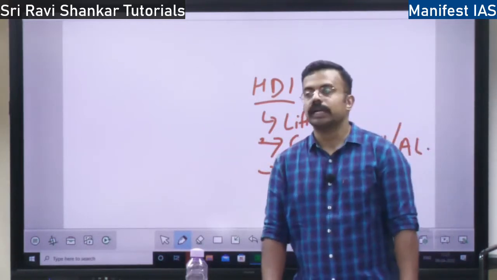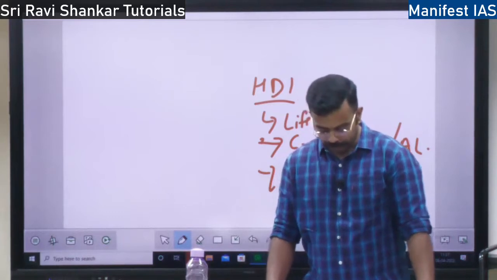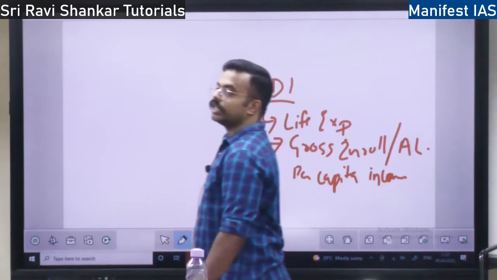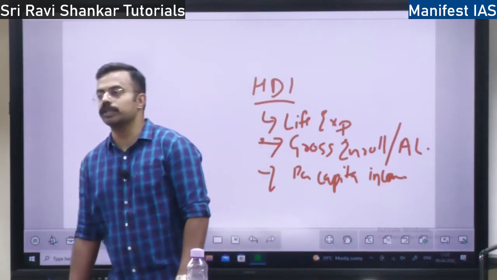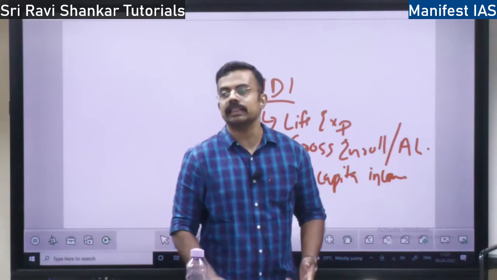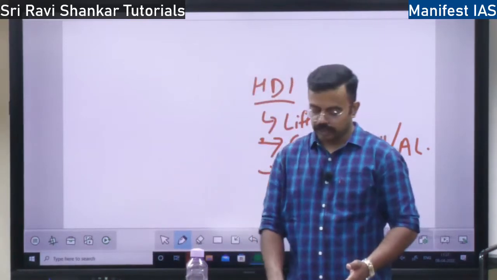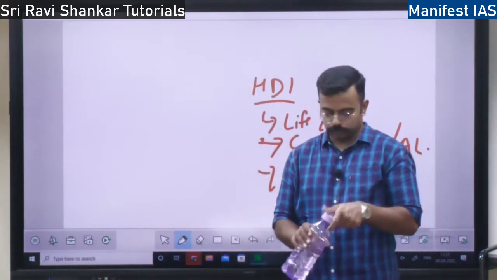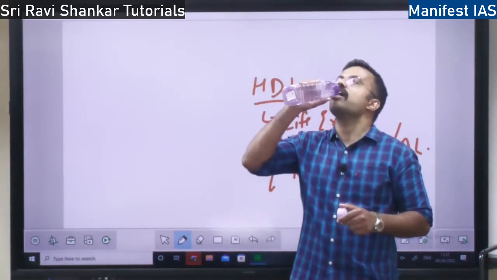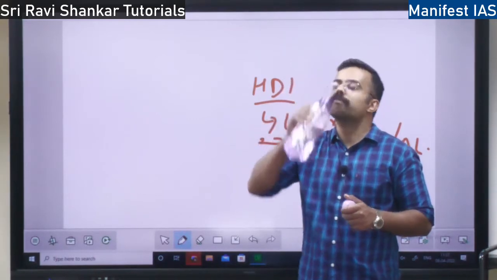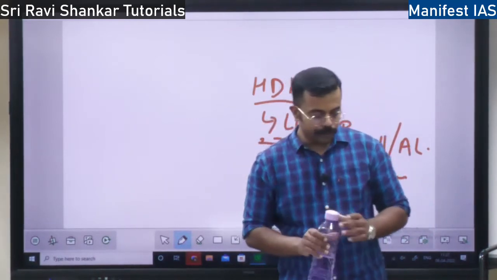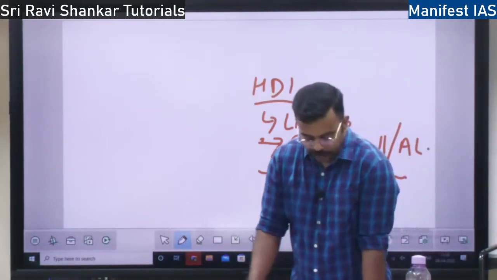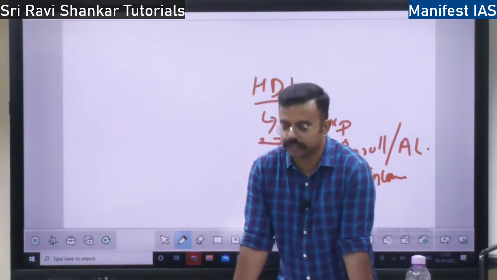So this report defines human development. What is human development? Enlarging the range of people's choices. If you give more choices to the people, more choices of education, health, rights, politics, employment, that will lead to more human development. So human development, as defined by the Human Development Report, is enlarging the range of people's choices. That is the first definition.